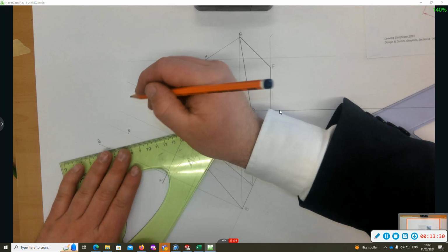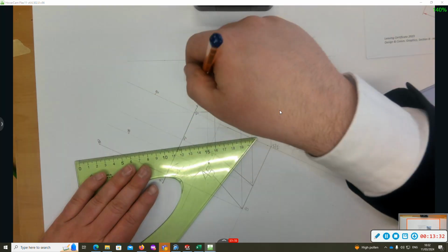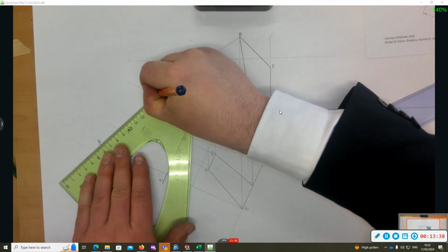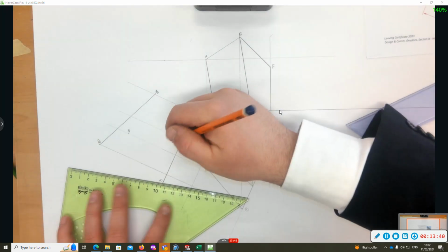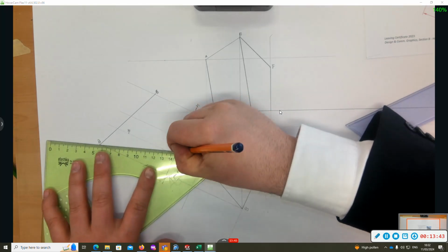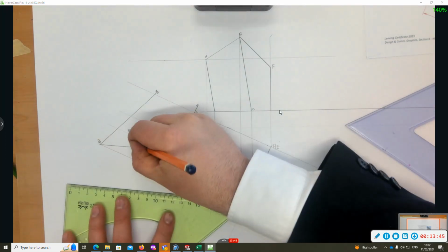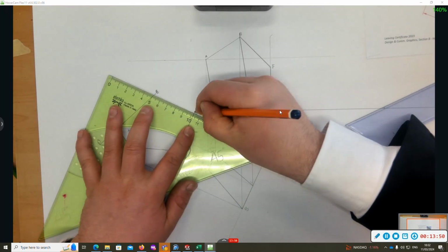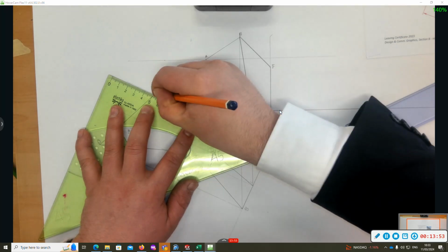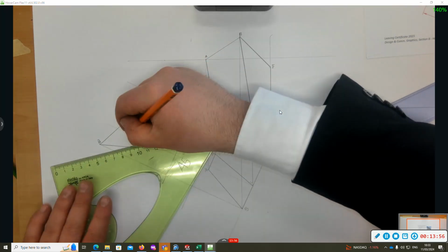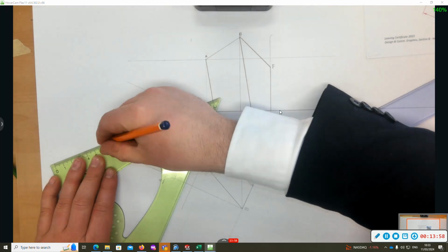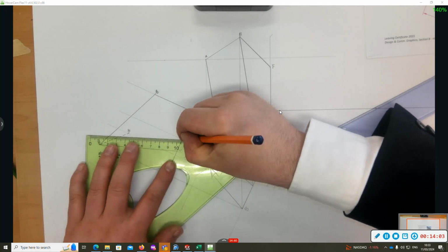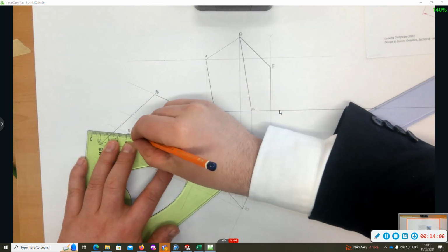Now, we're going to join B1 to F1. B to C. Here's the true length. F to E. B1 to A1 as hidden detail, and A1 to D1 as hidden detail.